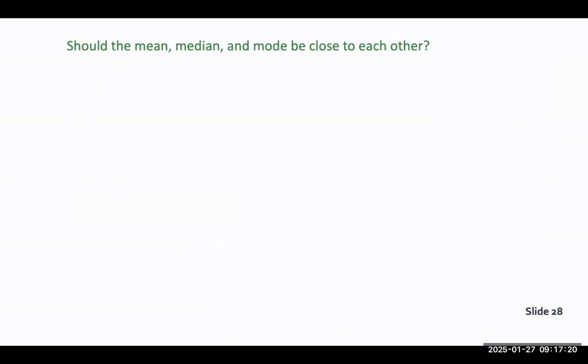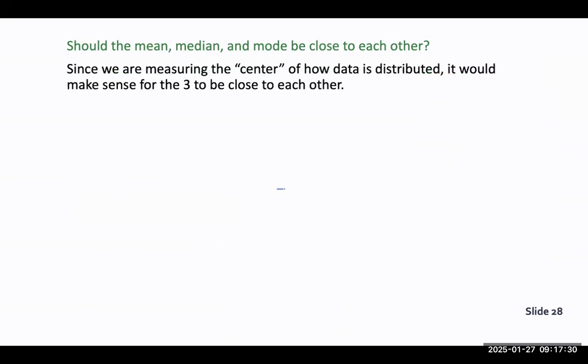Okay, here's a common question. If mean, median, and mode all measure the center, should they be close to each other? Should we be getting the same number for the mean, median, and mode? It would make sense, and they are the same, if we have a perfectly symmetric distribution.